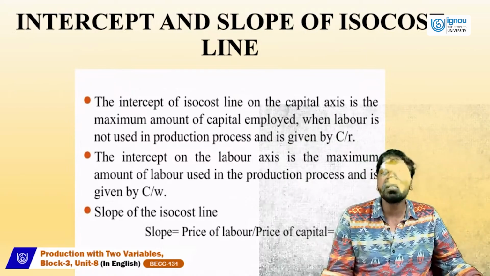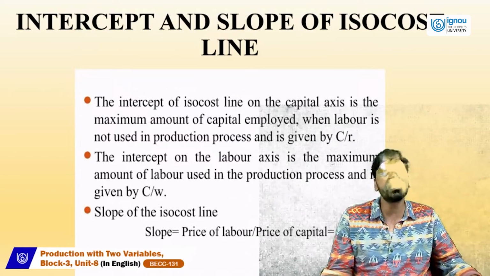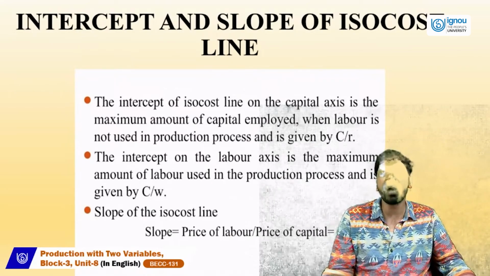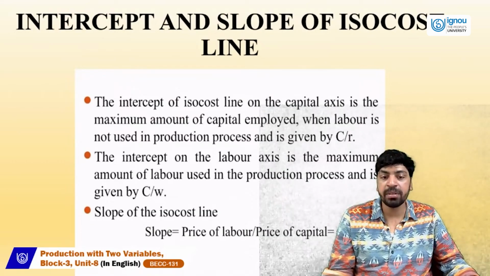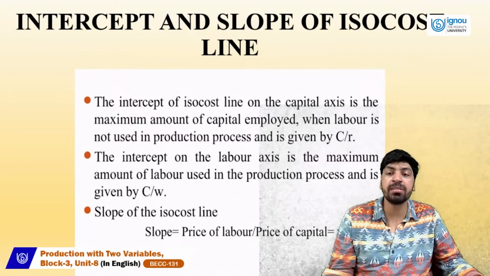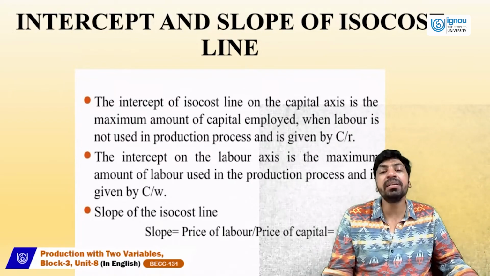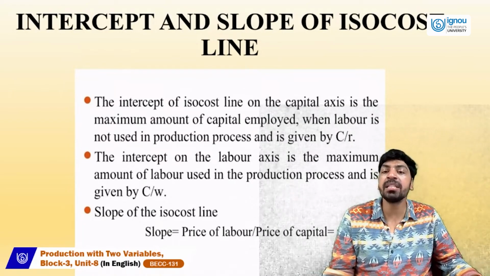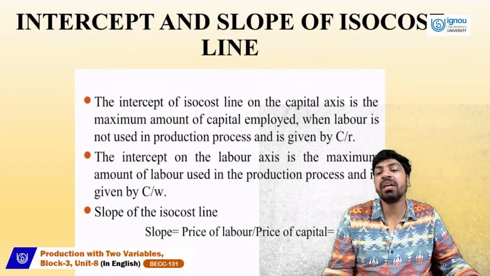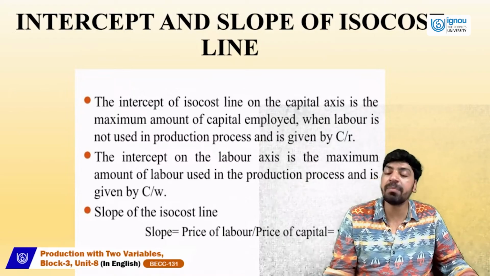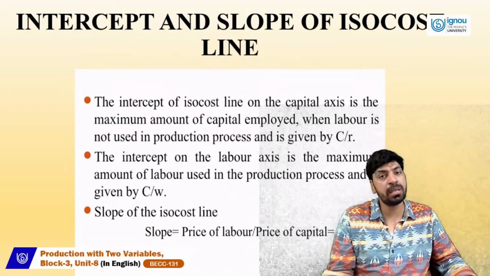When we talk about the slope of the isocost line, this is the price of labor by price of capital, that is W/R. So here we talk about the slope, that is W/R, rather than C/R. C/R is the intercept in the case of capital, and C/W is the intercept of labor, because R stands for capital and W stands for labor. As a result, for the isocost line we are talking about the prices of both labor and capital, that is W/R, and that's called the slope of the isocost line.